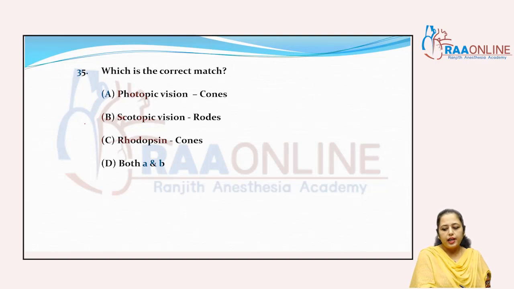Which one is the correct match? Photopic vision is related with the cones, yes, because it is related with color vision. Scotopic vision is related with the rods, exactly, night vision, right? So the answer, rhodopsin is cones? No, rhodopsin is present in the rods, not in cones, so that is wrong. So the answer is both A and B, the correct match. Both are correctly matched, right?